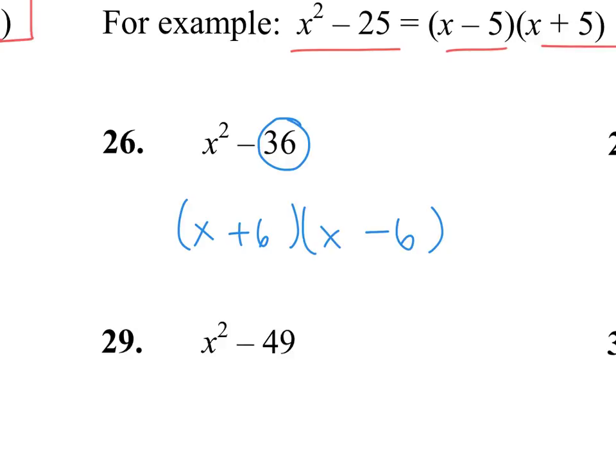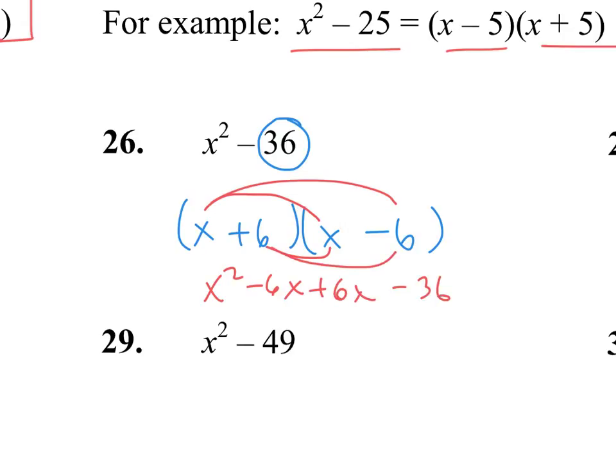And again, if we were to FOIL this out, the reason why it works, x times x is x squared, x times negative 6 is negative 6x, 6 times x is positive 6x, and then 6 times negative 6 is negative 36. What happens when you combine a negative 6x with a positive 6x? They cancel out, and that's why there's only two terms, the first and the last. That's why you need one of each sign so that they cancel out. Questions? All right, the objective.